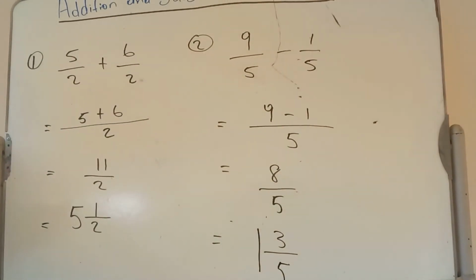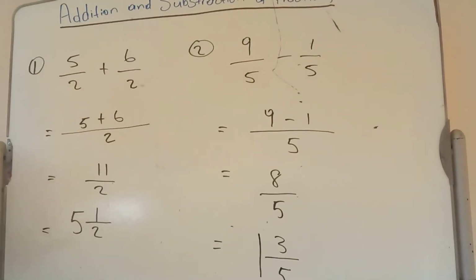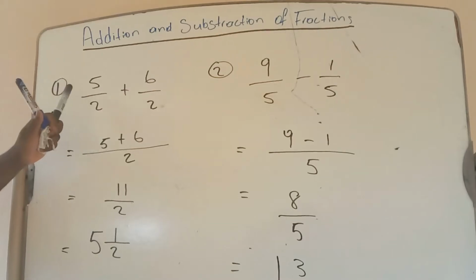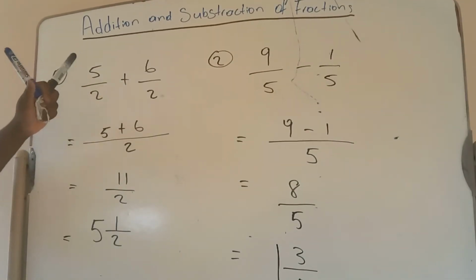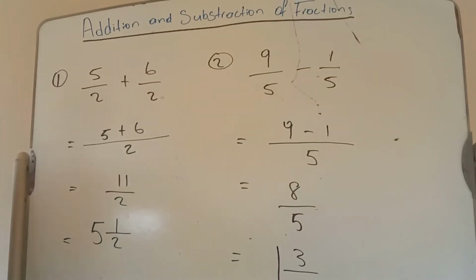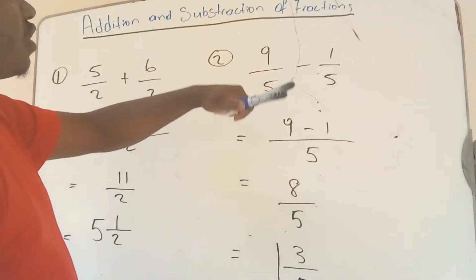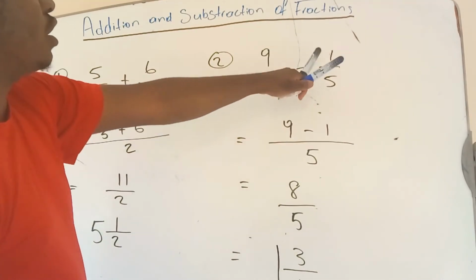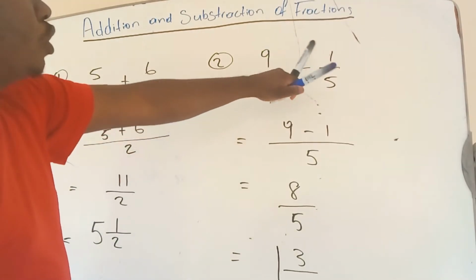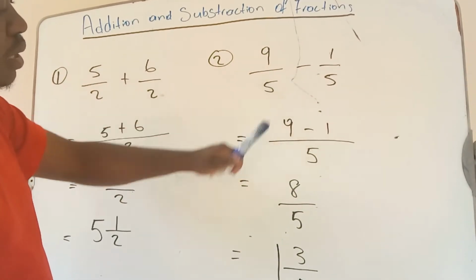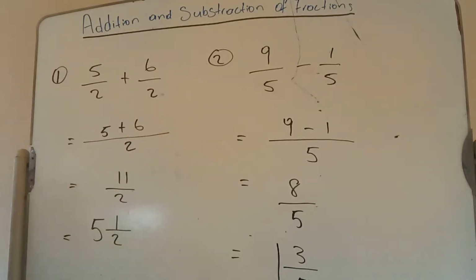So whenever you have fractions that have the same denominator, you just add the numerators and keep your denominator. If you have fractions with the same denominator and you're asked to subtract them, you just simply subtract the numerators, and the numerators are always the top numbers, and you keep the original denominator, and that's it. Pretty easy.